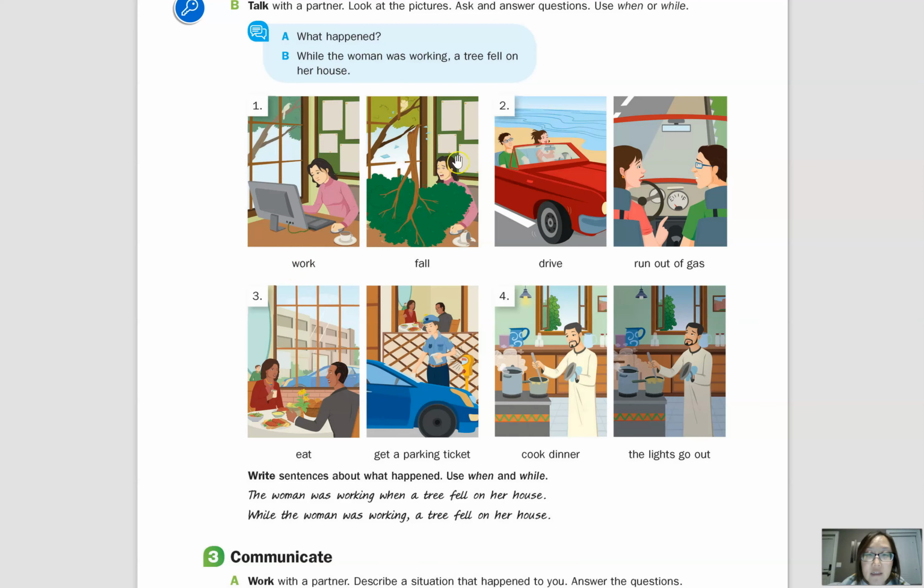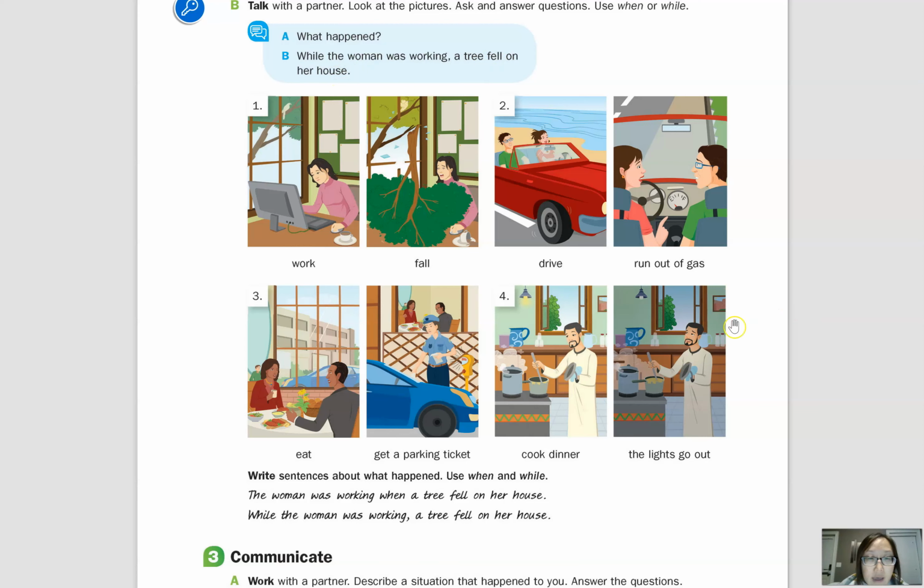So, if you look at the conversation, it says, what happened? So, this question is a past tense question. So, we can say, while the woman was working, a tree fell on her house. So, a tree fell is the past tense answer. A tree fell on her house.